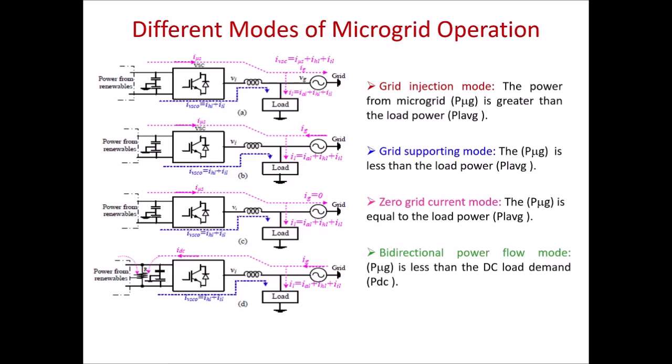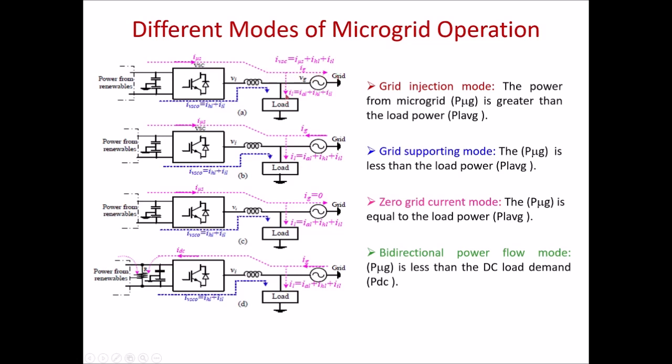This is further shown here to make it more detailed operation. So we have categorized these things in a grid injection mode, the grid supporting mode, and zero grid current mode, bidirectional power flow mode. In case of grid injection, the power is injected into the grid because the generation from the renewables is much more than the local load. This is the local load here. Okay, so power from the microgrid comes here, it goes to the grid, as well as it is supplying to the load.